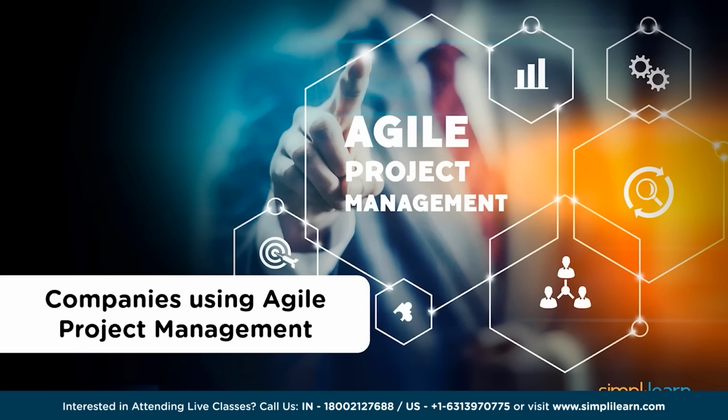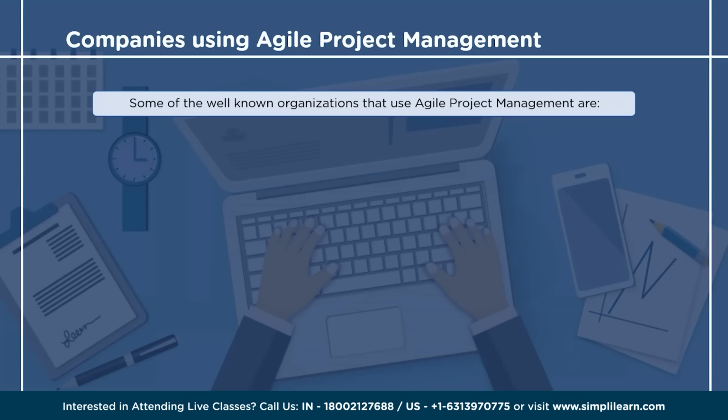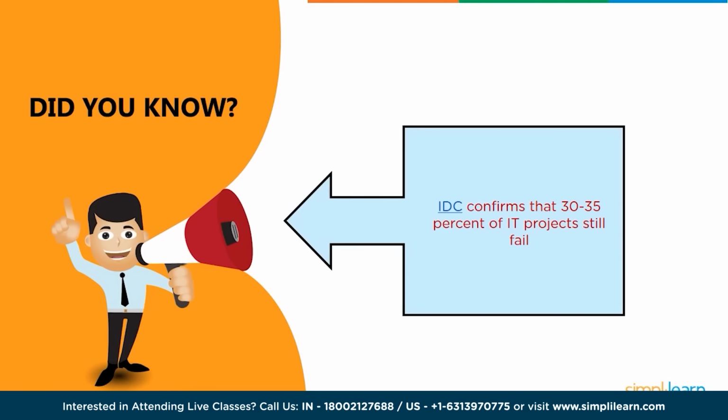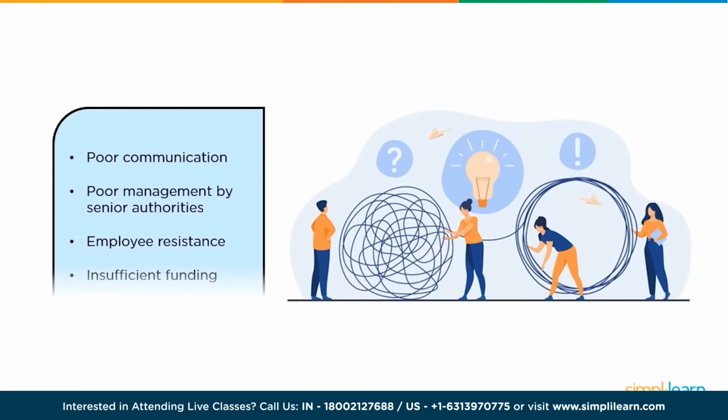Finally, let's have a look at some companies that have opted for agile project management. Today, around 22% of the organizations worldwide have all their teams working on the principle of agile project methodology. Did you know that IDC has confirmed 30 to 35% of IT projects still fail? The major reason behind the failure of software development projects is poor communication, poor management by senior authorities, employee resistance, and insufficient funding.